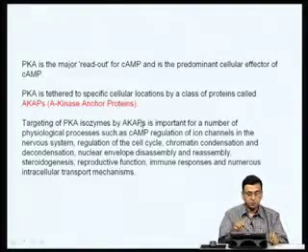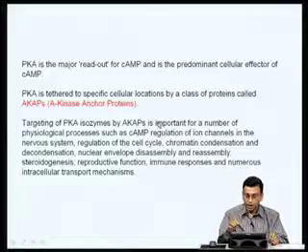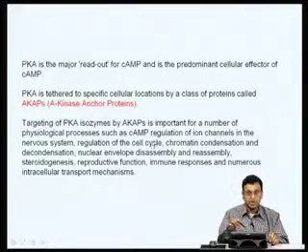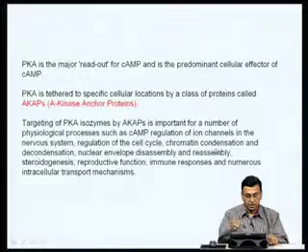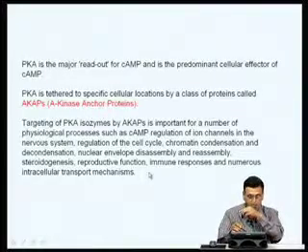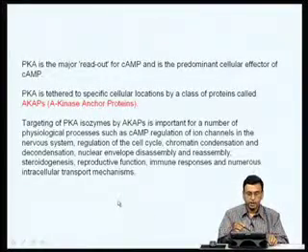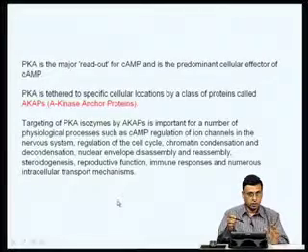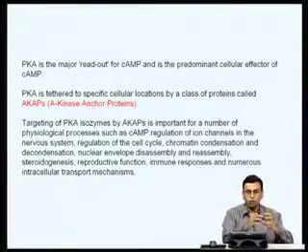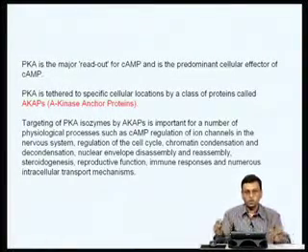Targeting of pKa isozymes by AKAPs is very important for a number of physiological processes such as cyclic AMP regulation of ion channels in the nervous system, regulation of cell cycle, chromatin condensation and decondensation, nuclear envelope assembly and reassembly, steroidogenesis, reproductive functions, immune responses, and many other intracellular transport mechanisms. So, keeping pKa in a tethered form by these AKAPs plays a very important role in a number of physiological processes.